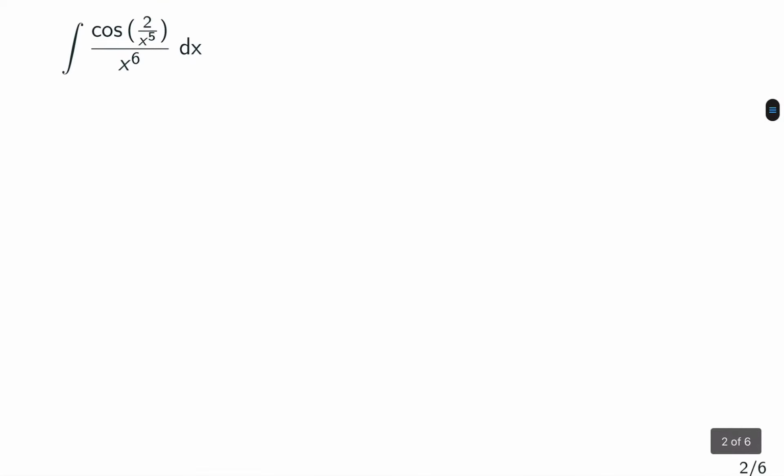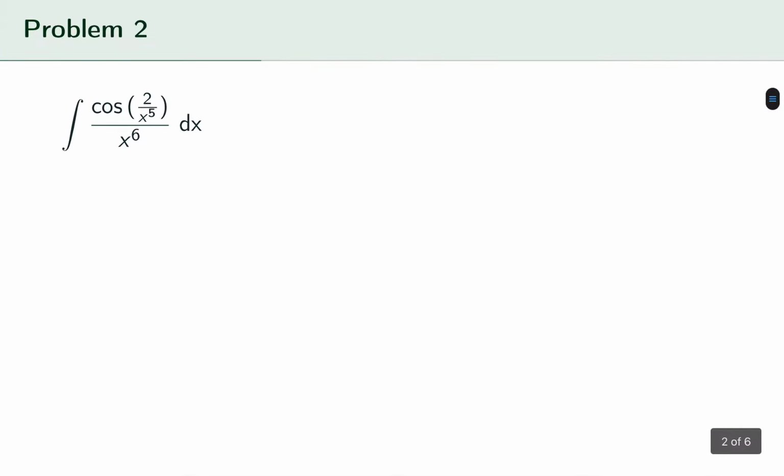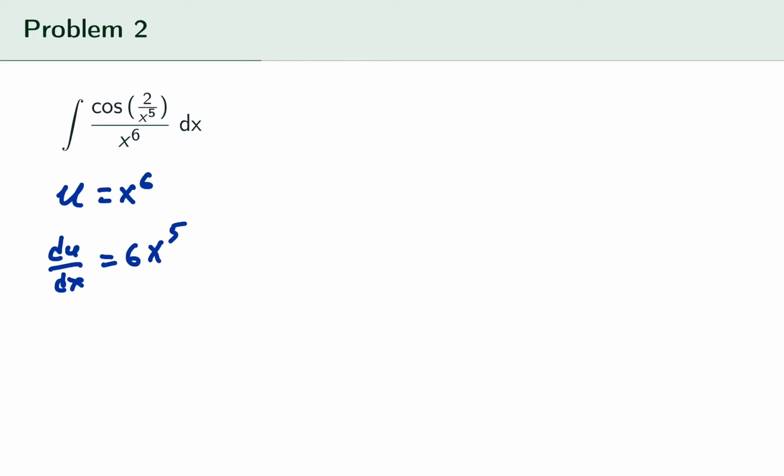So let's look at problem 2. Take the indefinite integral of cosine of 2 over x to the 5th, the entire thing over x to the 6th, dx. So for here, u is x to the 6th power. du/dx is, using the power rule, 6 times x to the 5th power. Let's solve for dx.